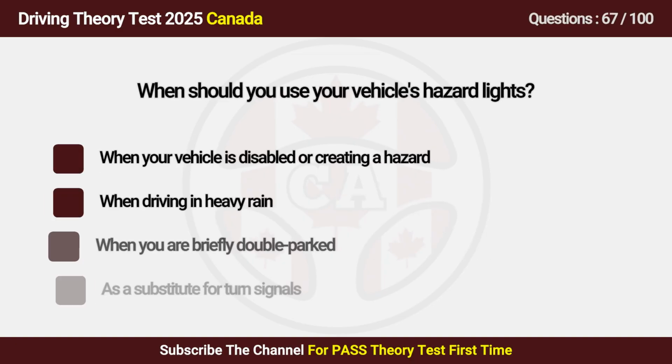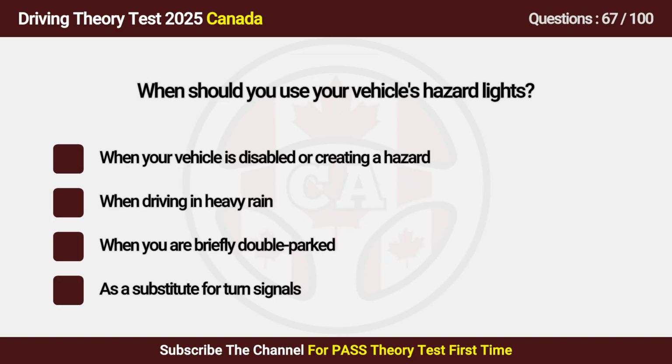Question 67. When should you use your vehicle's hazard lights? A. When your vehicle is disabled or creating a hazard. B. When driving in heavy rain. C. When you are stopped briefly. D. As a substitute for turn signals.